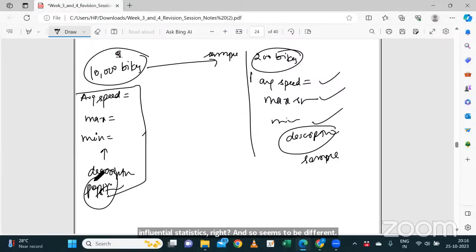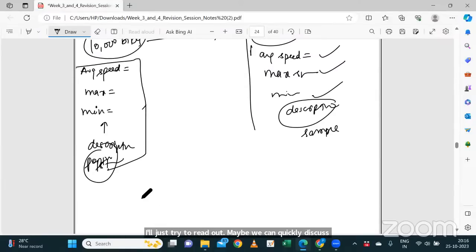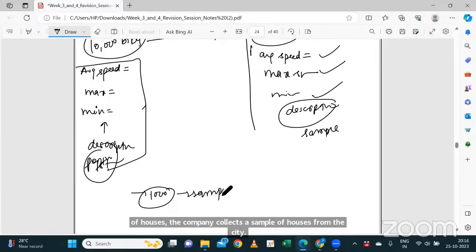A construction company wants to start a house construction business in a city. Since there are a large number of houses, the company collects a sample of houses from the city and uses the properties of the sample to study the prices in the city.